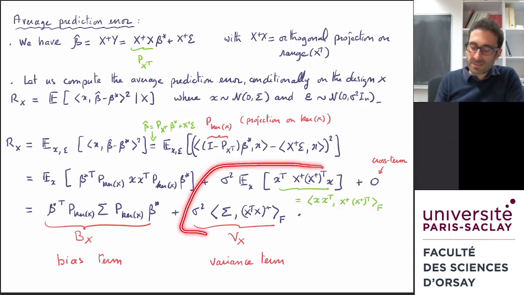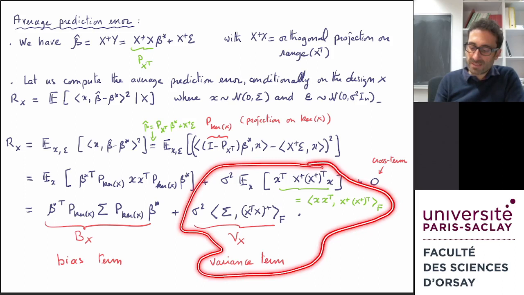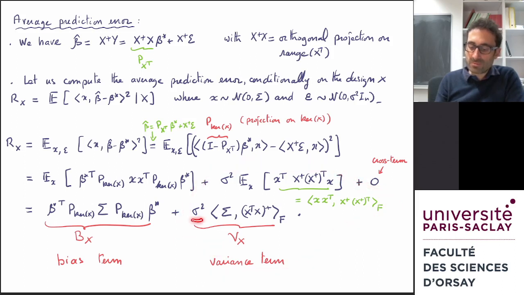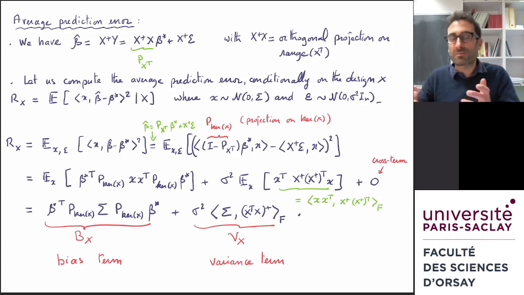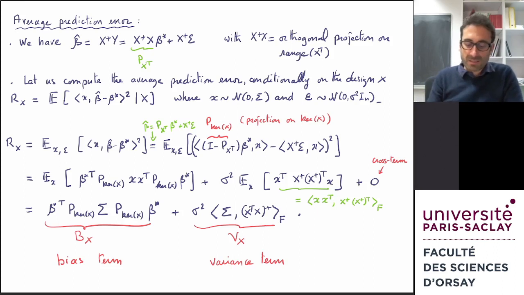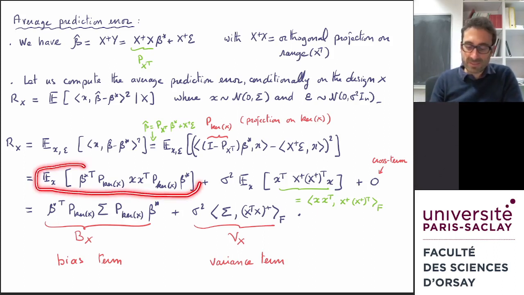So you see that this term, which is a variance term, is exactly equal to sigma squared times the Moore-Penrose pseudo-inverse of x transpose x. And here I use the Frobenius scalar product. This is just the classical Euclidean scalar product for matrices. And now if I look at this first term, again this term is linear in x transpose. So when I take the expectation of x transpose, I will have sigma. So I end up with a bias which is given by this formula.